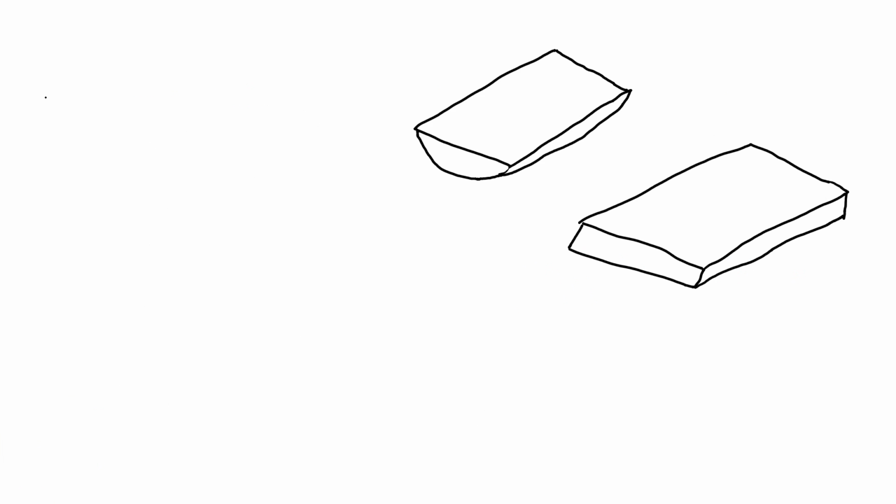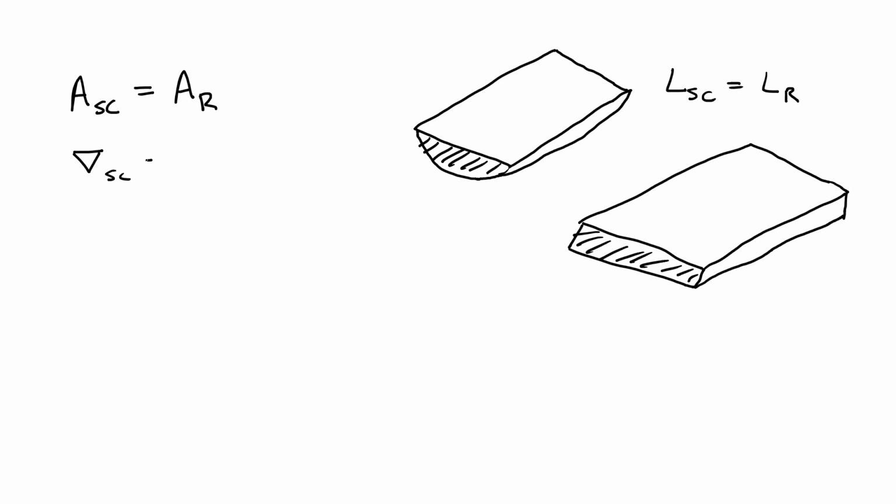Recall in the speed video that we talked about how a semicircular hull can have a deeper draft than a rectangular hull. Remember that we said the area of the semicircle was the same as the area of the rectangle, and we're talking about these cross-sectional areas right here. Now if we set the lengths of these hulls equal to each other, we can say that the volumetric displacement of the semicircular hull is the same as the volumetric displacement of the rectangular hull. And we can take this one step further and say the weight of the semicircular hull is the same as the weight of the rectangular hull.